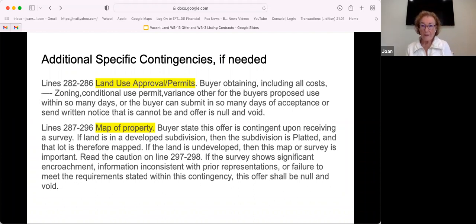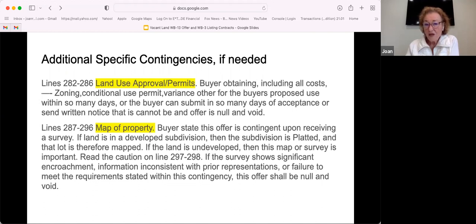So here is a separate contingency, not under the proposed use contingencies, but on its own, just about the land use permits or approvals. And this, again, is a good protection for the buyer so that he doesn't buy land and end up not being able to do anything on it. And then the last section under these specific contingencies is called the map of the property. And these are lines 287 down through 296 of the offer to purchase.